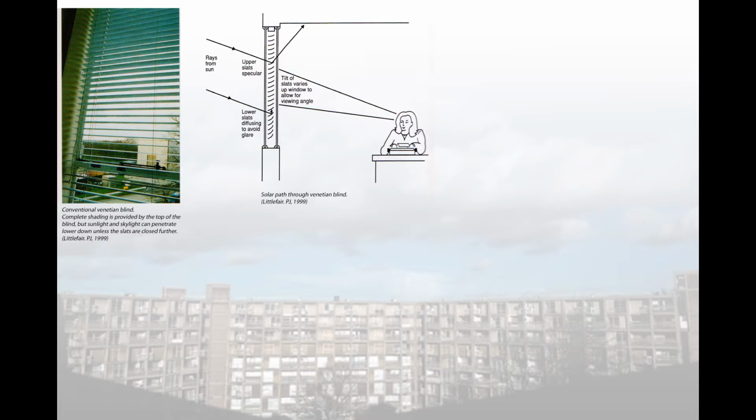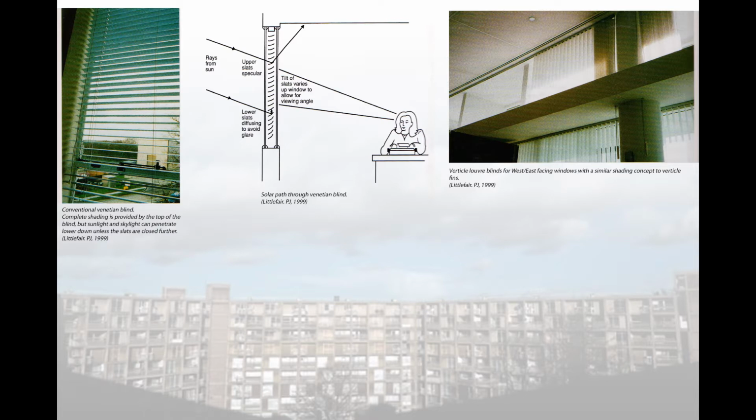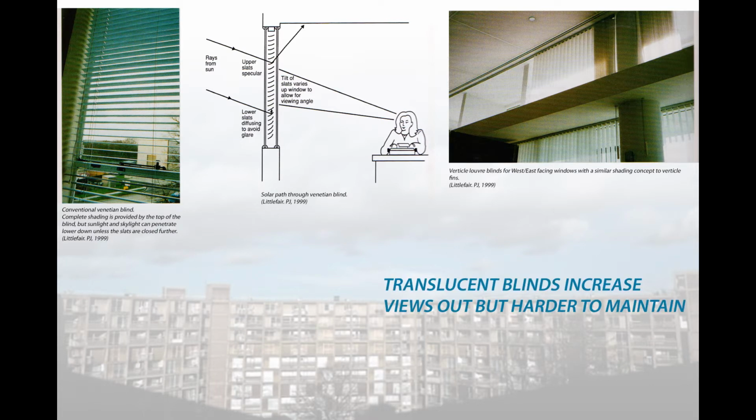Venetian blinds offer great user adjustability and glare control. These can be automated in areas where users cannot reach or have limited mobility. Translucent blinds are also available which transmit extra light and view but can be hard to clean.